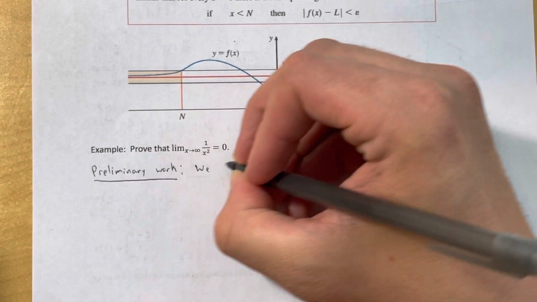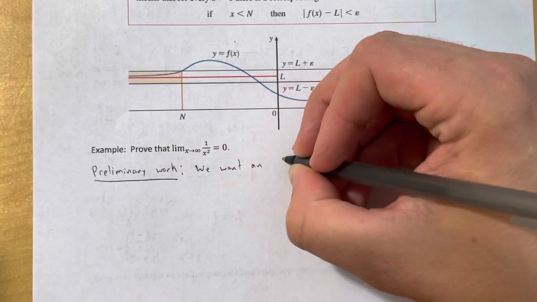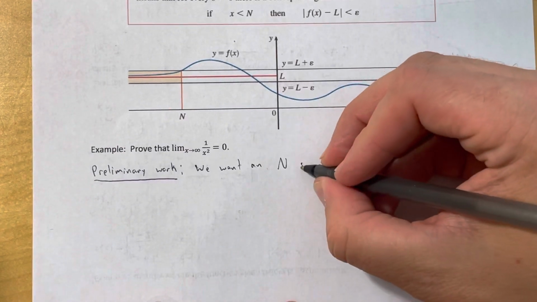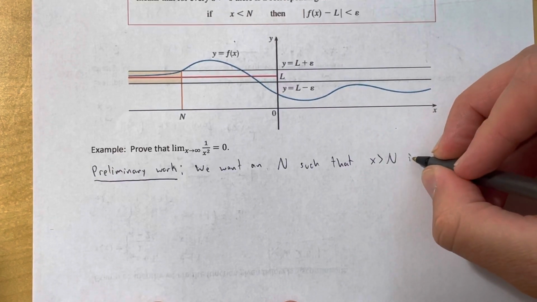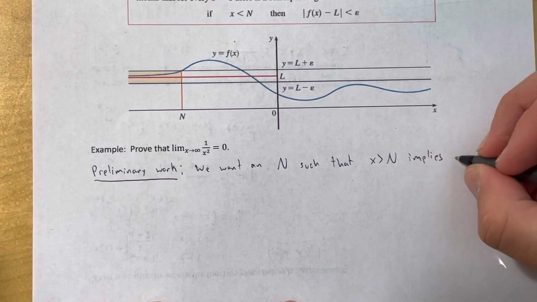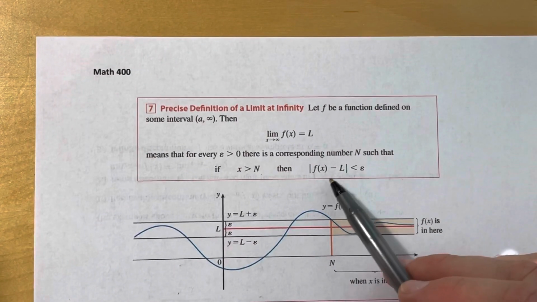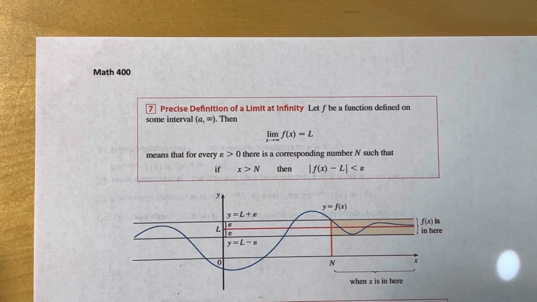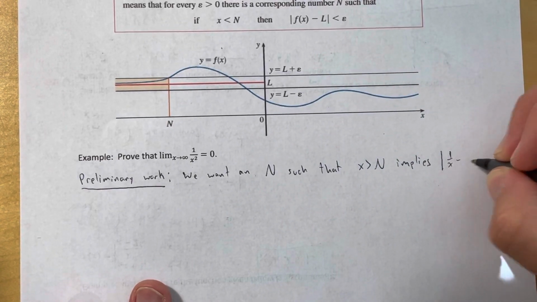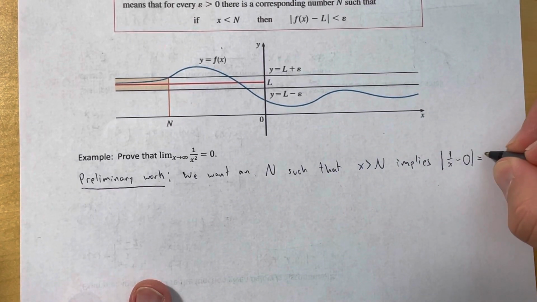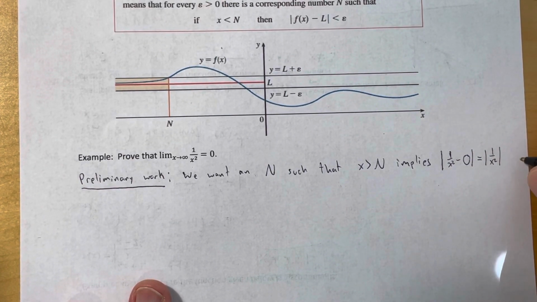So we want an n, some number n, such that x being greater than n implies that the absolute value, now remember in our definition, the absolute value of f of x minus L. So f of x is 1 over x squared in our case, and L is 0. 1 over x squared minus 0, which notice is the same thing as the absolute value of 1 over x squared. We want that to be less than epsilon.